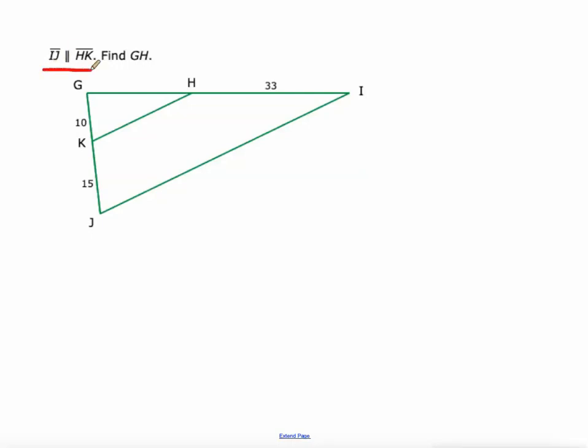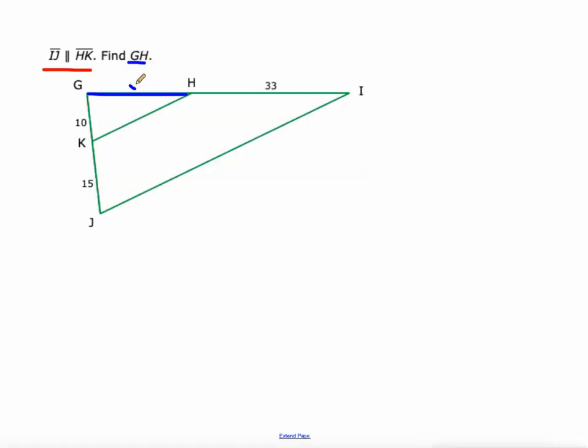So the first thing we're told is that segment IJ is parallel to HK. So IJ is this one, it's parallel to HK, this one. And that's important because that lets us know that this angle here is the same as this angle here. They're congruent. And that this angle here is also congruent to this. Obviously, the two triangles share angle G, so those are congruent. So we know that these triangles have three pairs of congruent corresponding angles, which means that they're similar. And that's great because then we can use similar triangles to find this missing side. And we're trying to find GH, so this side right here.